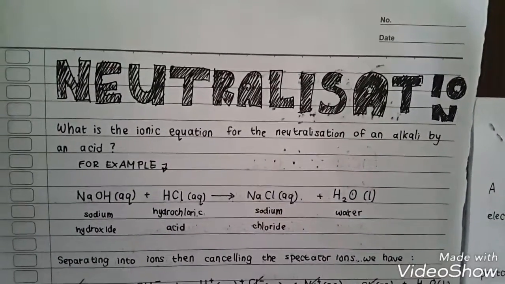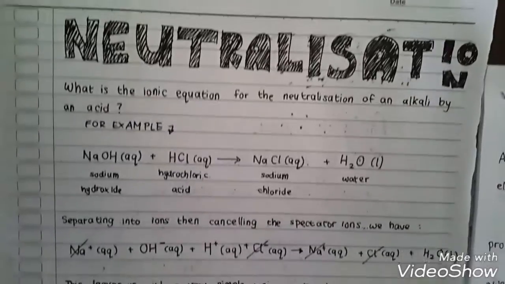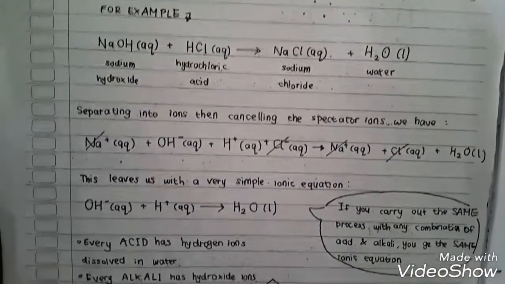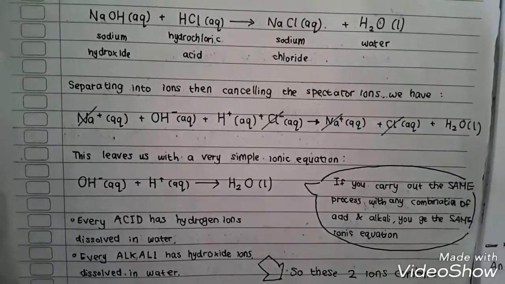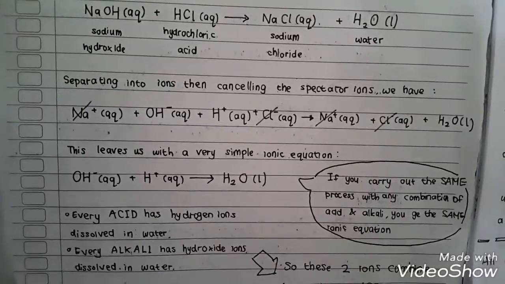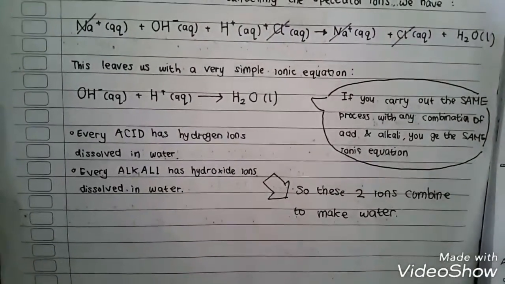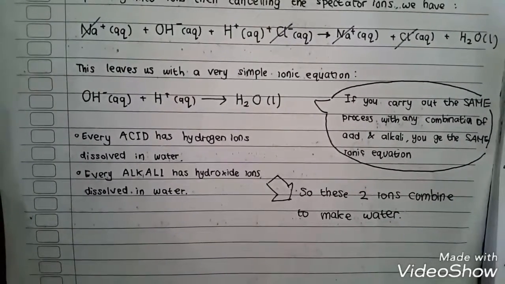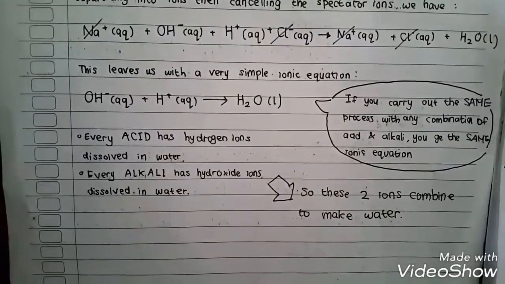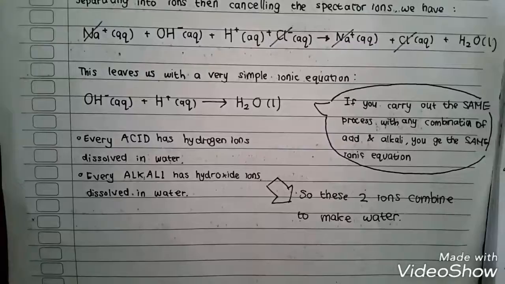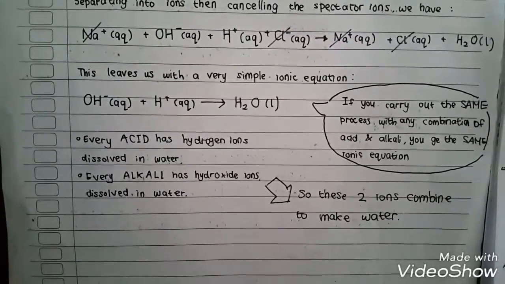Neutralization. What is the ionic equation for the neutralization of an alkali by an acid? For example, sodium hydroxide plus hydrochloric acid forms sodium chloride and water. Separating into ions then cancelling the spectator ions, we have this. This leaves us with a very simple ionic equation. Every acid has hydrogen ions dissolved in water. Every alkali has hydroxide ions dissolved in water. So these two ions combine to make water.